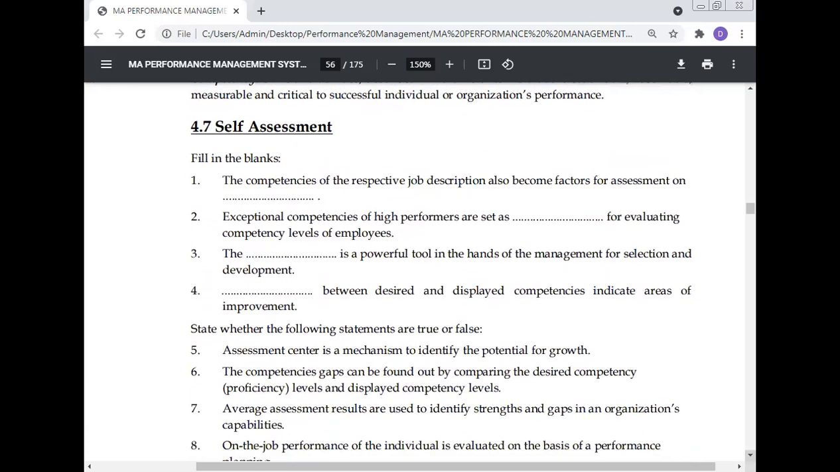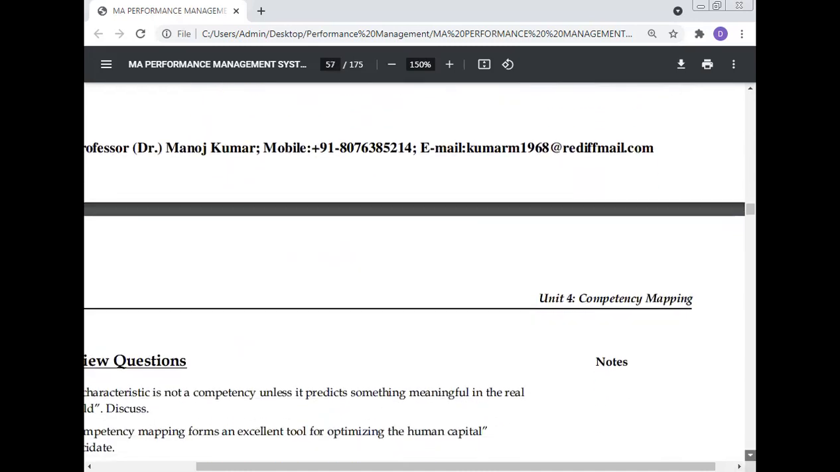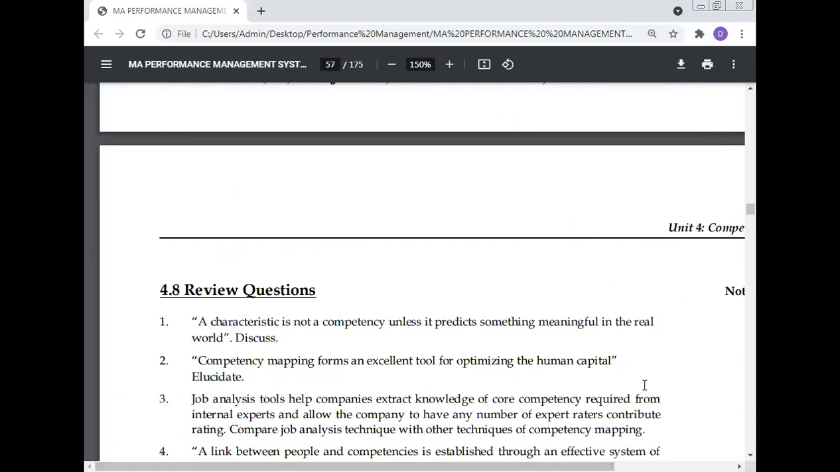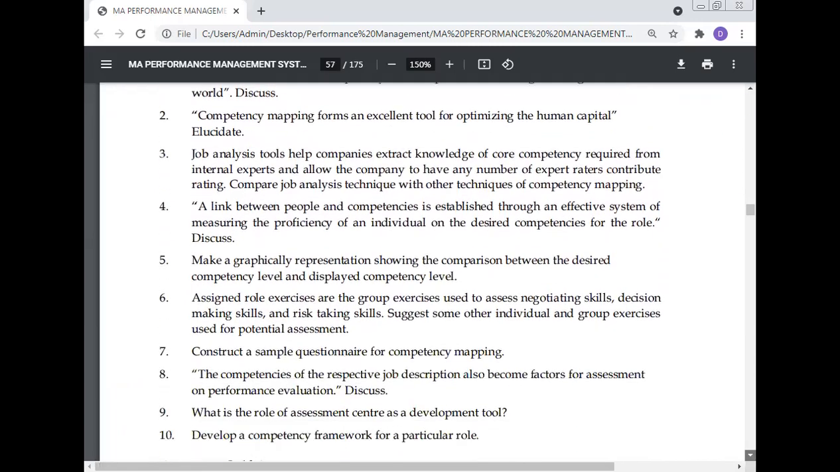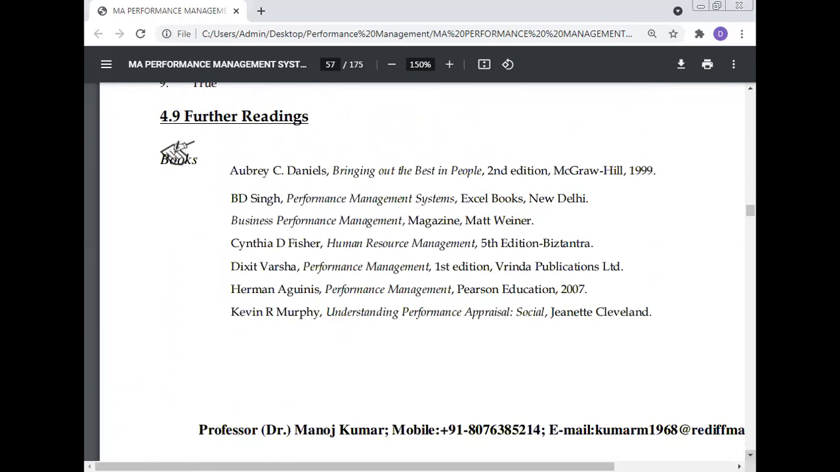The self-assessment questions are given here. Fill in the blanks. The competency of the respective job description also becomes a factor for the assessment. State whether the following statements are true or false. Review questions are given. What are the different review questions on competency mapping? Further reading on competency mapping is given there.